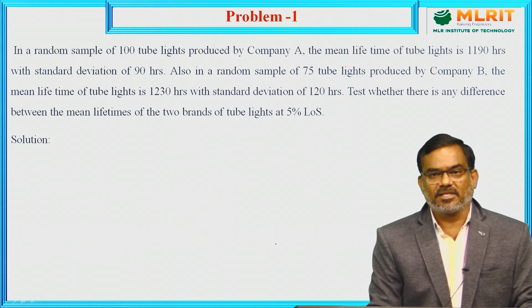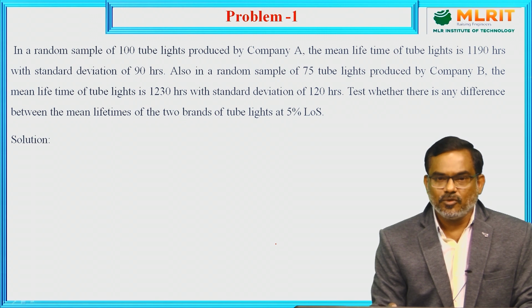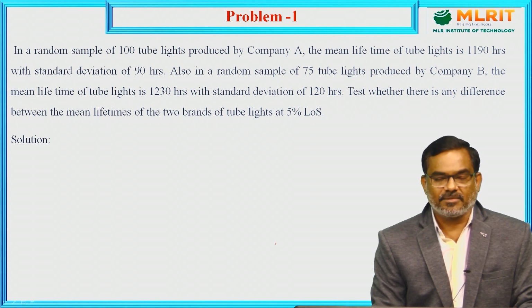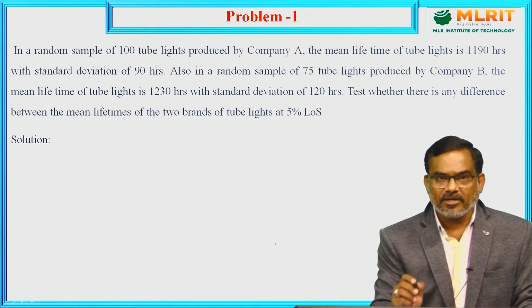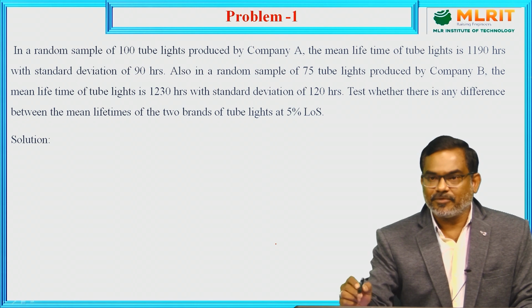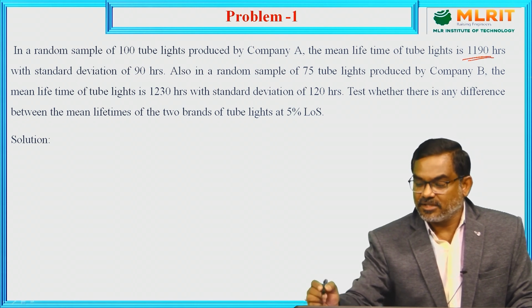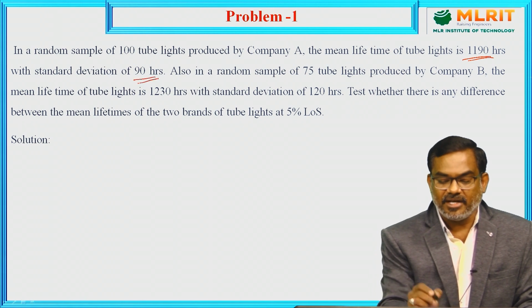Now, let us discuss one problem related to test of hypothesis concerning two means for large samples. Now, consider this problem. In a random sample of 100 tube lights produced by company A, the mean lifetime of tube lights is 1190 hours with standard deviation of 90 hours.